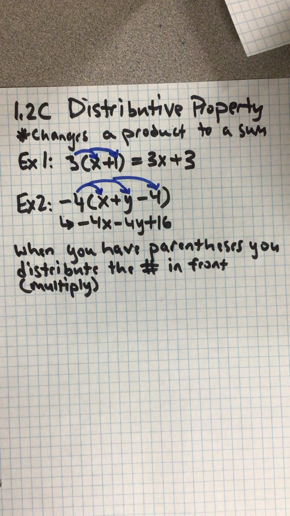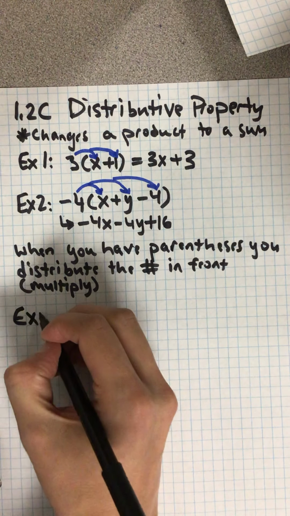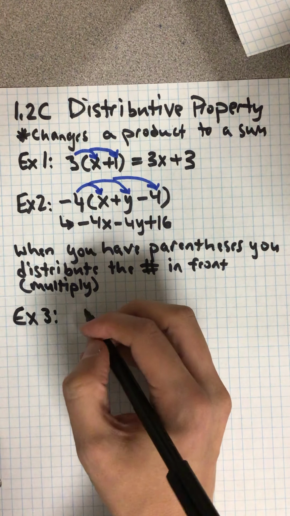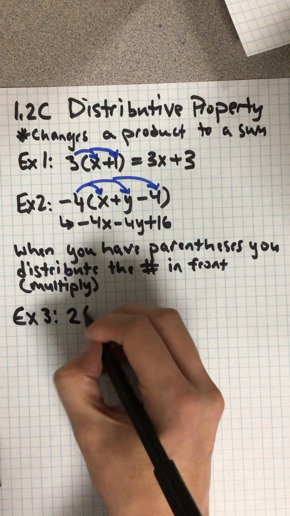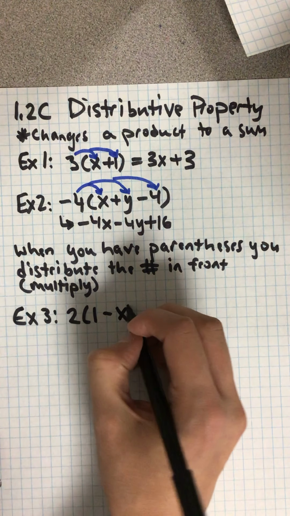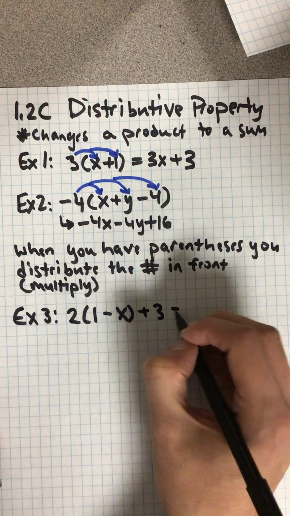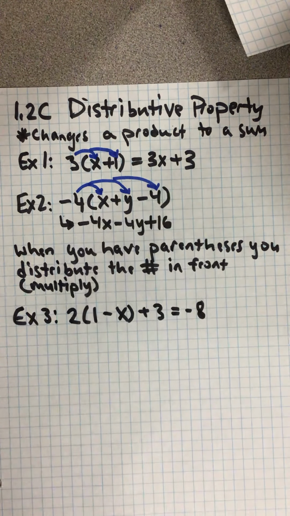Now, let's go ahead and take a look at example 3. Example 3 is when we're going to start to hit you with just about everything that we've learned so far. So this is a solving problem. We have 2 times 1 minus x, parenthesis, plus 3 equals negative 8.